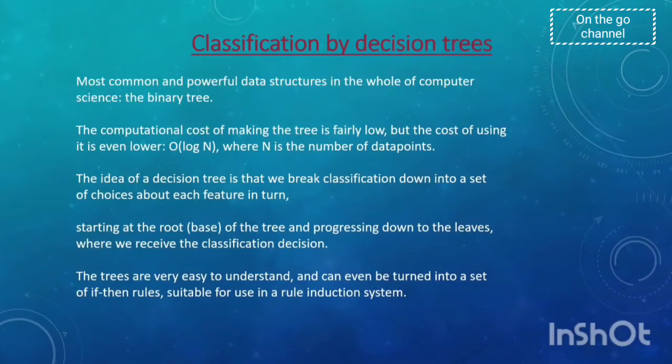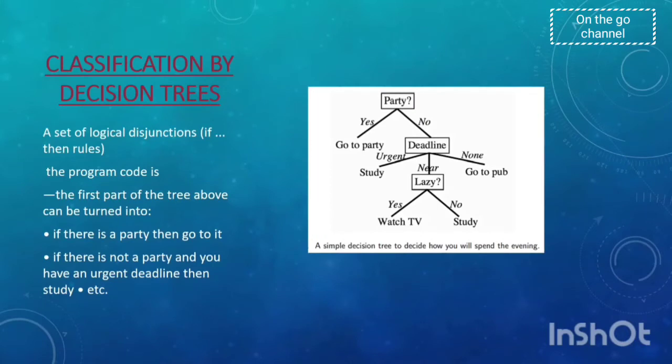The idea of a decision tree is that we break the classification down into a set of choices about each feature in turn, starting at the root base of the tree and propagating down to the leaves where we receive the classification decision. So a tree is made up of a set of logical disjunctions, if-then rules. You can see an example here: the first part of the tree above can be turned into: if there is a party then go to it, if there is not a party and you have an urgent deadline then study, etc.